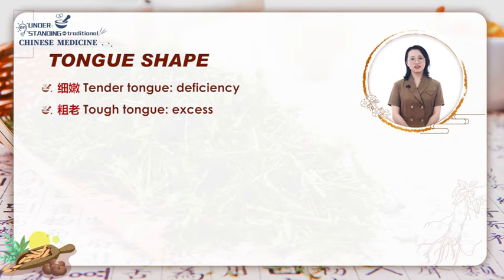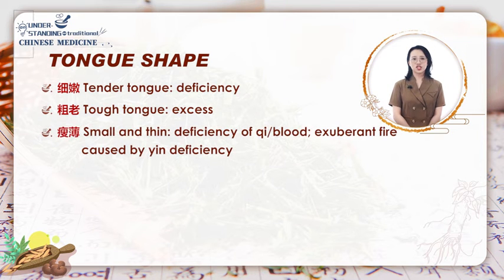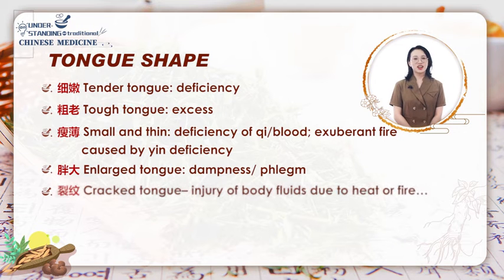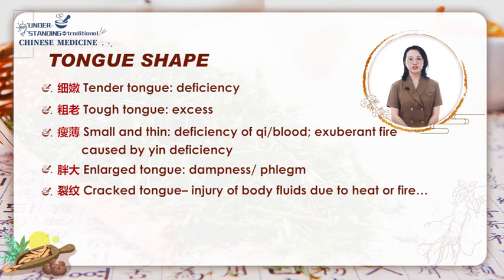The tongue shape includes characteristics such as toughness and tenderness, size change of being enlarged or thin, spots, cracks, tooth marks, etc. The tough and tender can distinguish excess from deficiency syndrome. The small and thin tongue indicates deficiency of qi and blood, while the enlarged tongue indicates retention of water and dampness. The cracks or fissures on the surface of the tongue usually indicate injury of body fluids due to heat or fire due to deficiency.